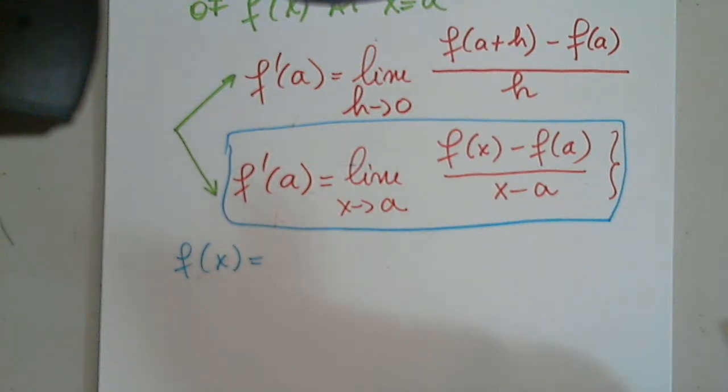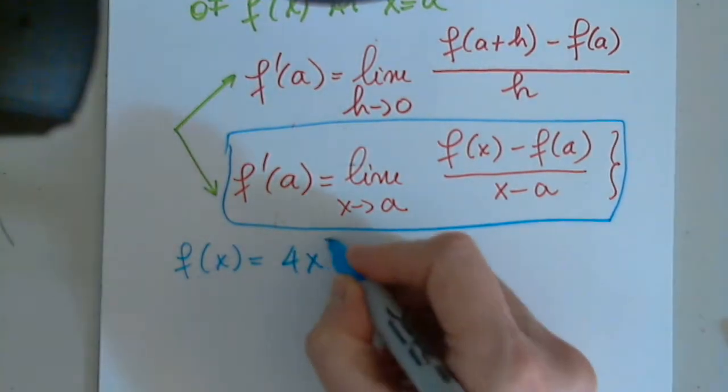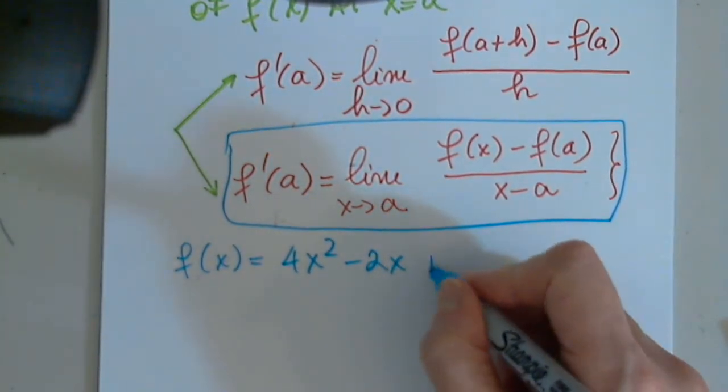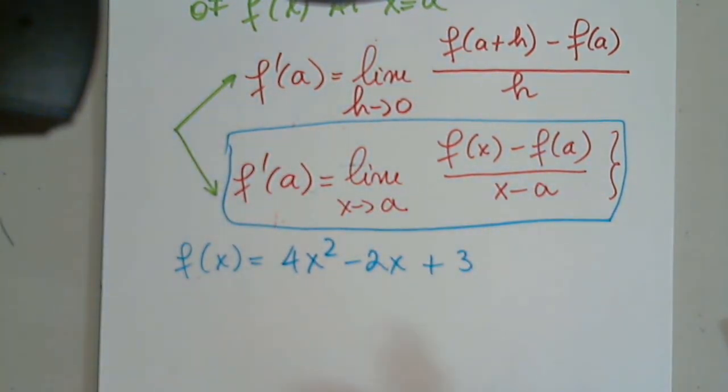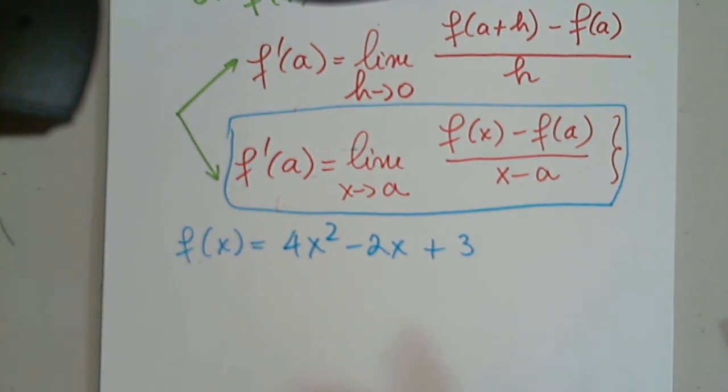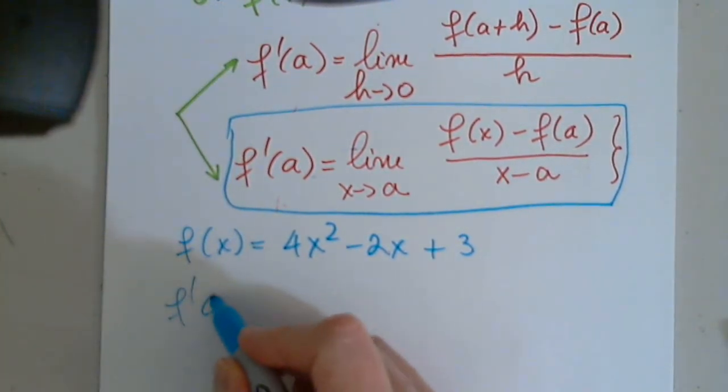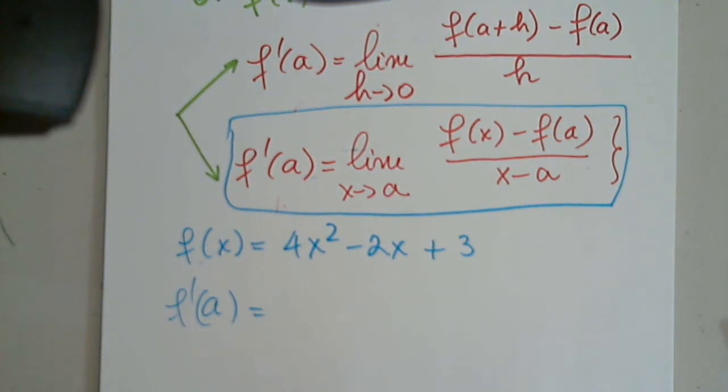Derek, will you give us a quadratic function? 4x squared minus 2x plus 3. That's Derek's function. Great job. Thank you very much. And we want to find f prime of a. How do we start?